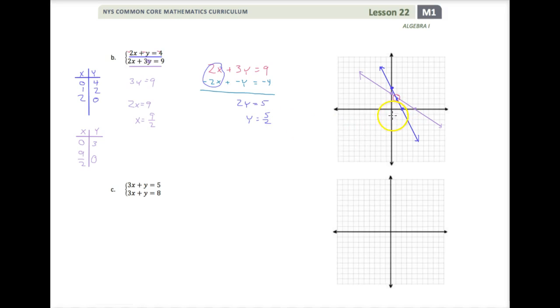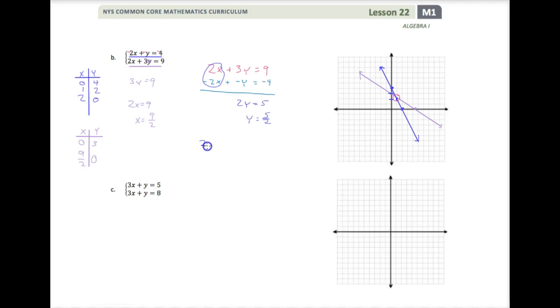So let's see, y is 5 halves. Well, that could be. 5 halves would be between the 2 and the 3, and this is the 2 here, and this is the 3 here, and that certainly does look like it's somewhere in the middle. All right, well, if y is 5 halves, we have to figure out the rest of this.